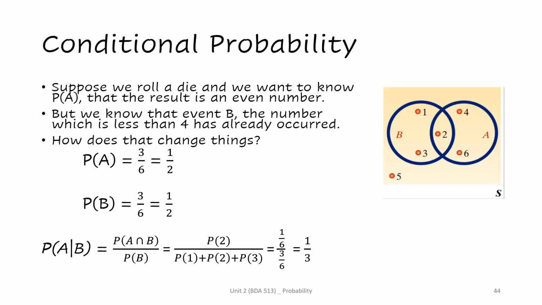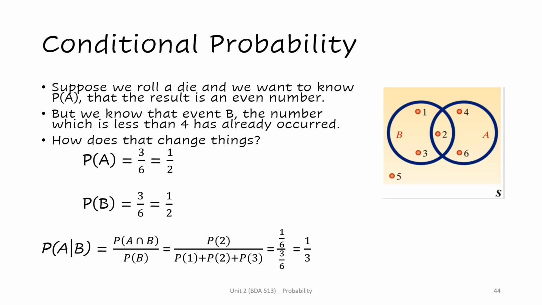Suppose we roll a die and want to know the probability of A, that is, the result is an even number. But we know that event B, the number which is less than 4, has already occurred. How does that change things? So here we find the probability of A. That's an even number.